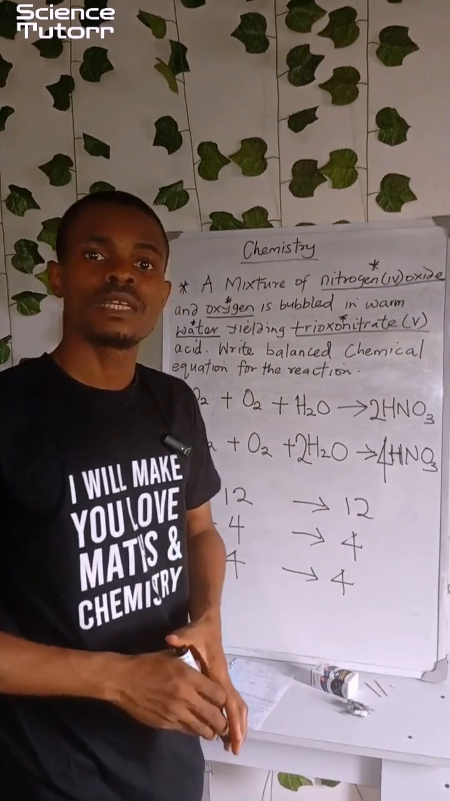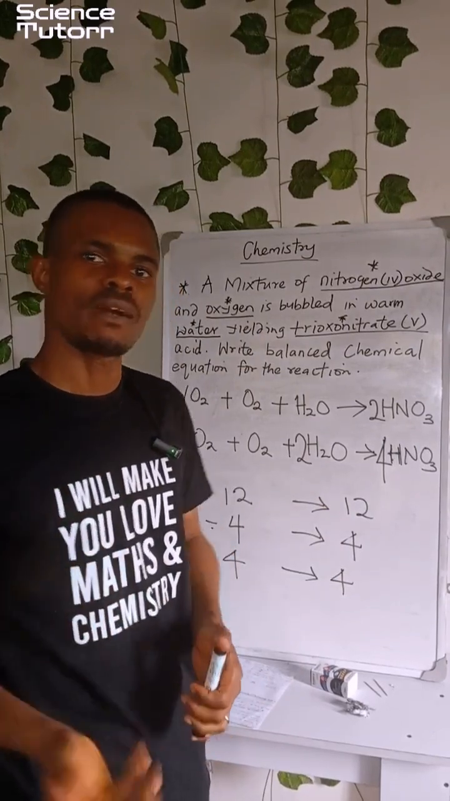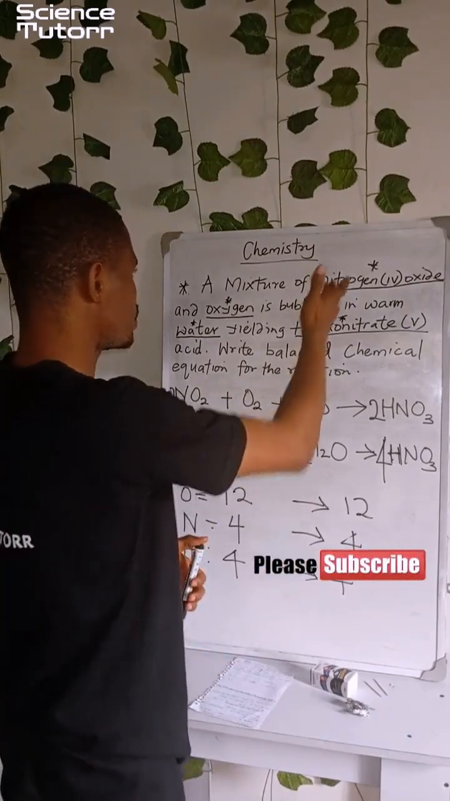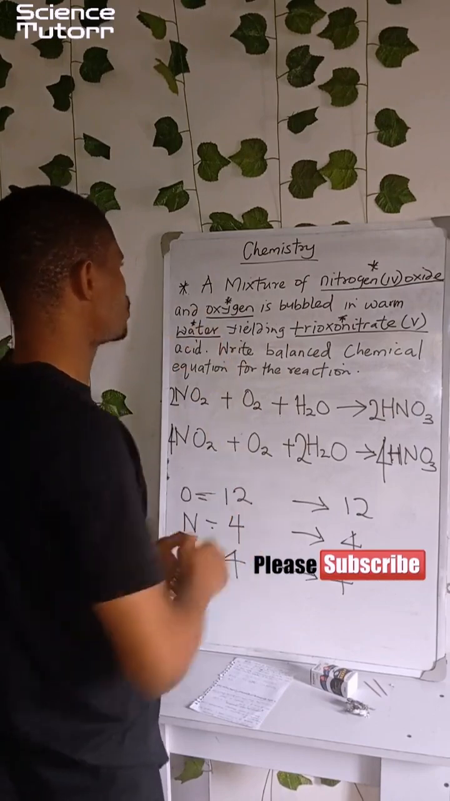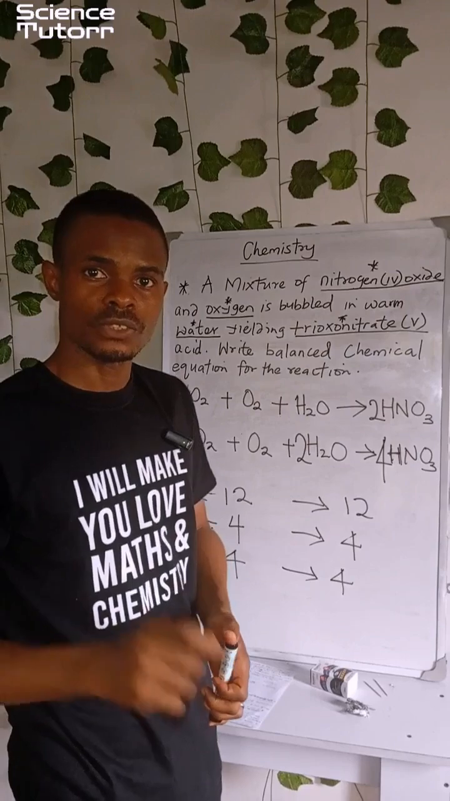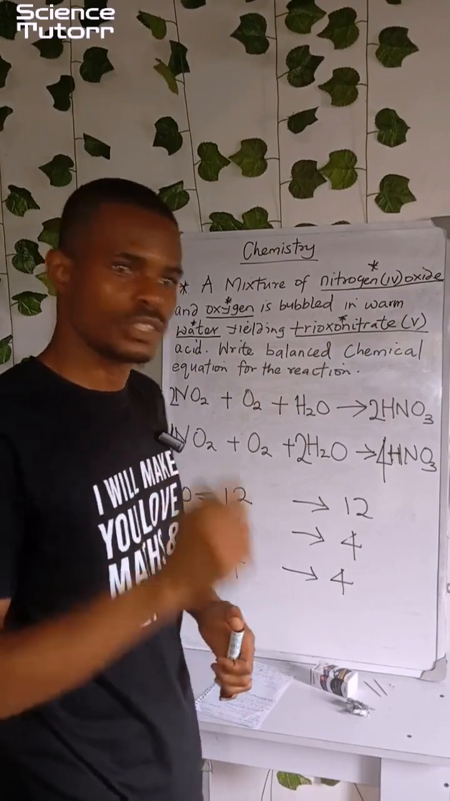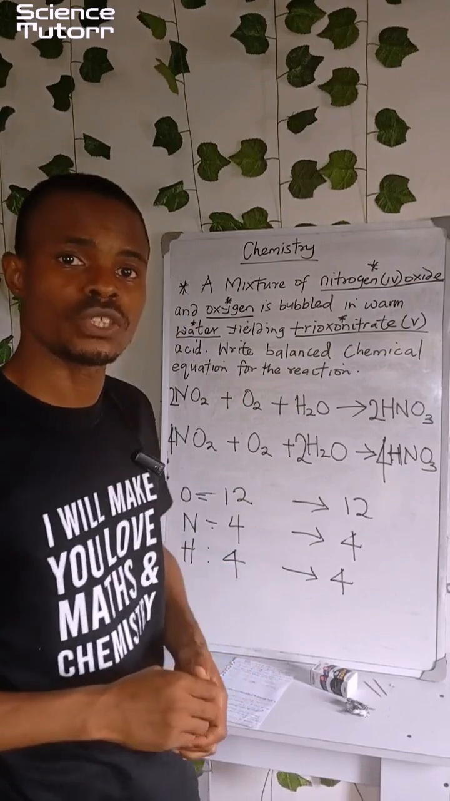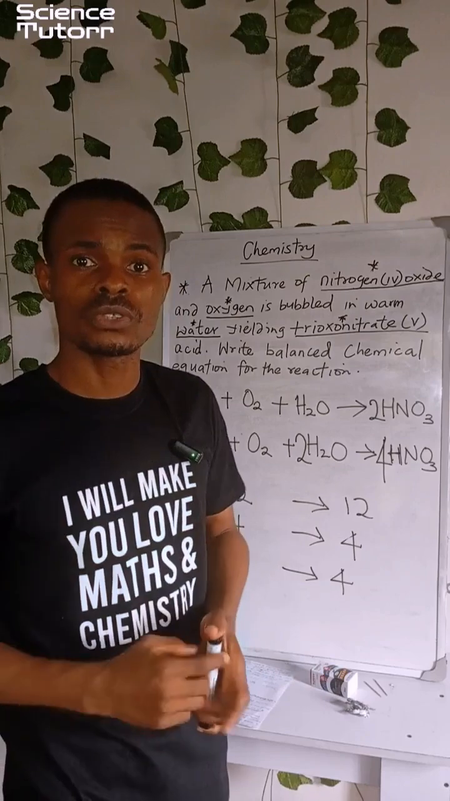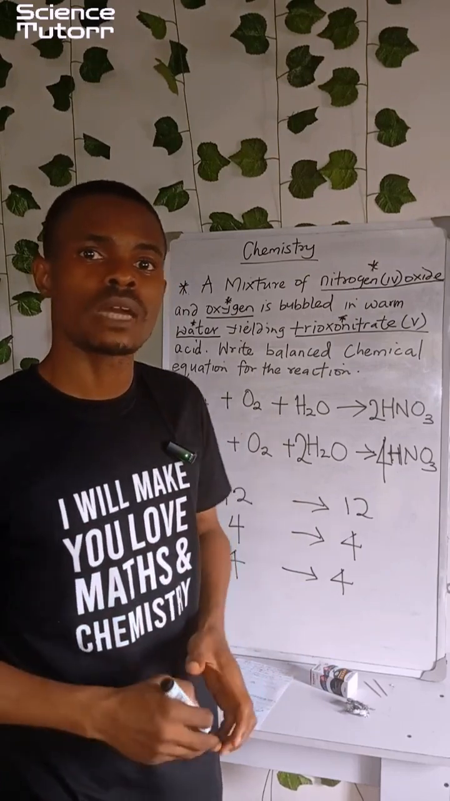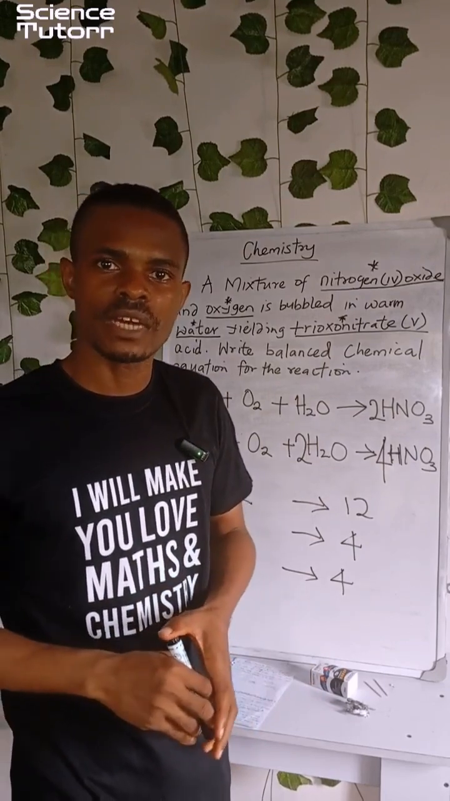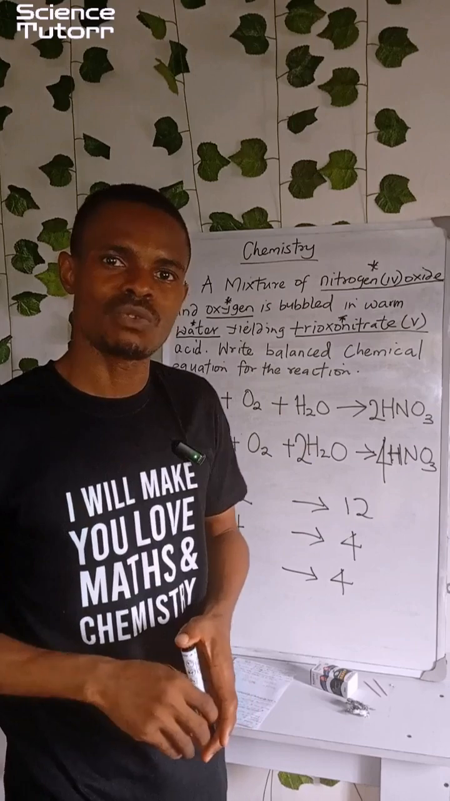What does this mean? It means we have succeeded in balancing the chemical equation. The reaction, the mixture that involves nitrogen dioxide and oxygen bubbled in warm water to yield trioxonitrate 5 acid, is a balanced chemical equation. Many times we are given equations. It is vital for us to take a look at the reactants and products, do an atom to atom count, and ensure that what is on the left hand side equals what is on the right hand side. And that gives a balanced equation.